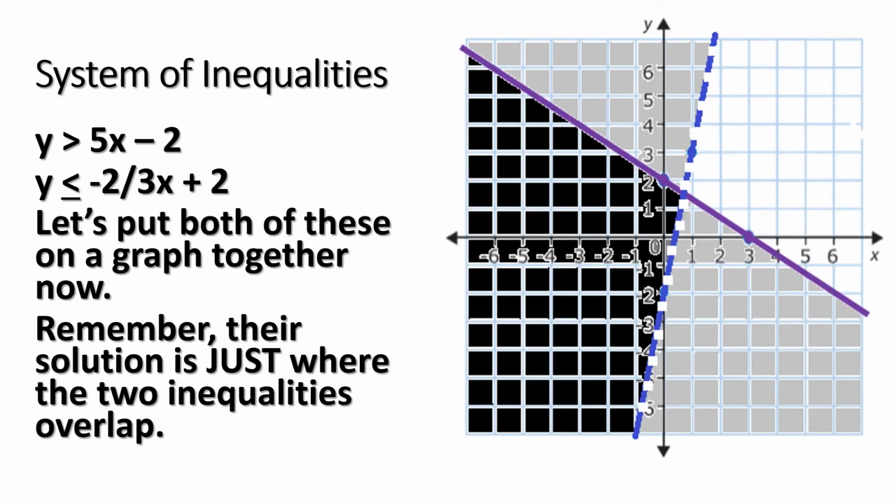Here is our system of inequalities. We have y is greater than 5x minus 2, that is our dashed blue line, and we have y is less than or equal to -2/3 x plus 2, that is our solid purple line. Let's put both of these together on a graph, and we have our shaded solution where they overlap each other. Remember, their solution is just where the two inequalities overlap. So that solid black area, that is my solution to this system of inequalities.